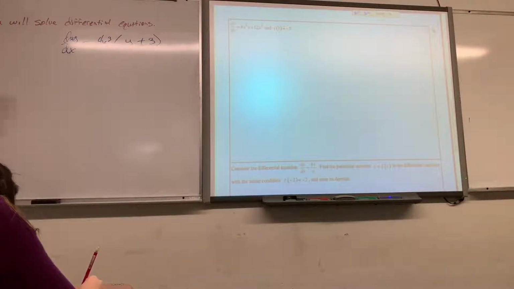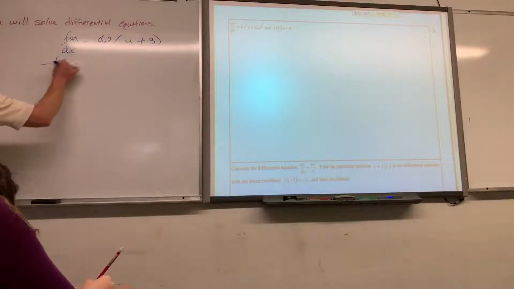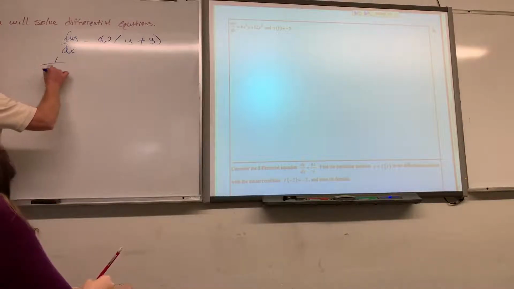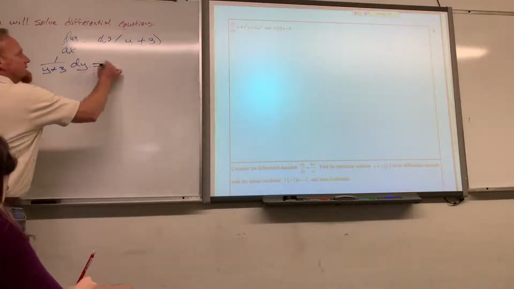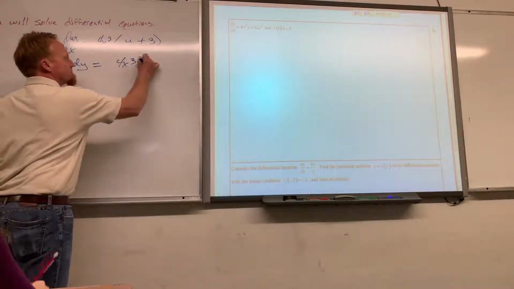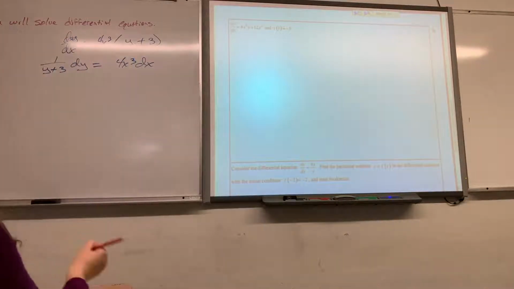All right, Jennifer, what's going to be on the left? 1 over x plus 3. 1 over what? X or y plus 3. Y plus 3. And that leaves me with 4x cubed dx on the right side.